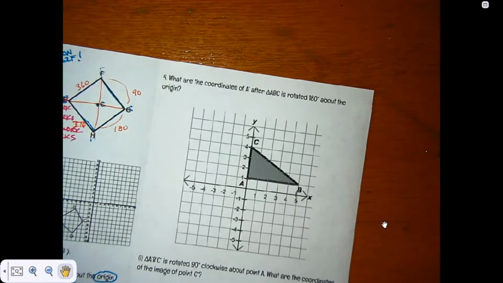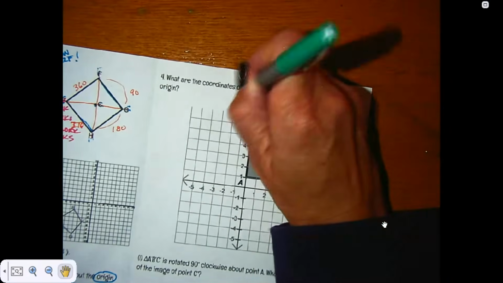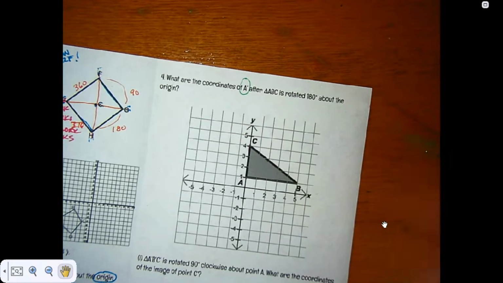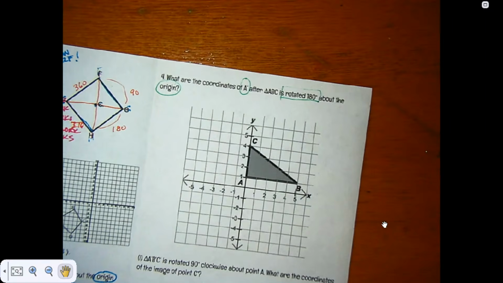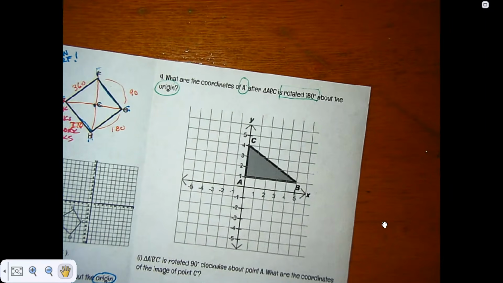Okay, what are the coordinates of A prime? So I am looking for A prime after ABC is rotated 180 about the origin. Okay, so like we started before, we're going to have to get all the coordinates first. So let's get all the coordinates of our points.